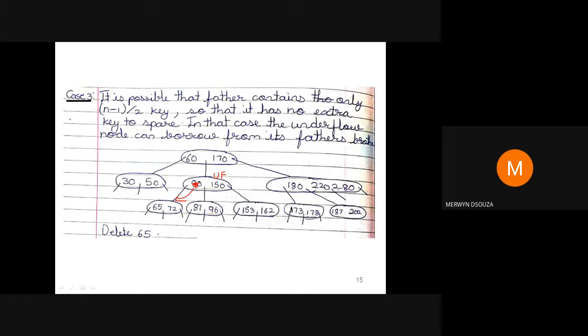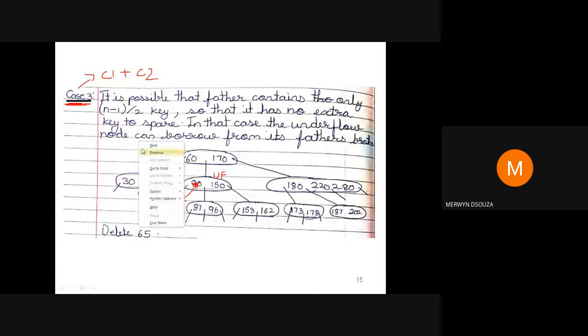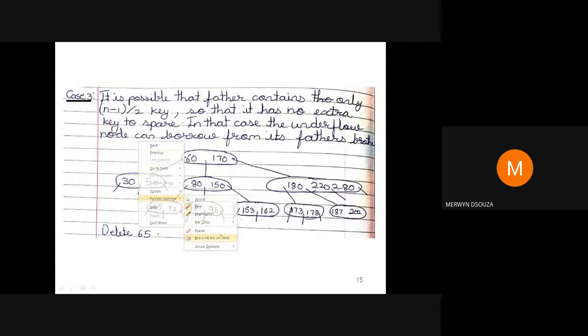So therefore I come to the third case. In the third case, we are actually combining both case 1 and case 2. It's a combination of both. I'll show you on the next slide how it is to be done.